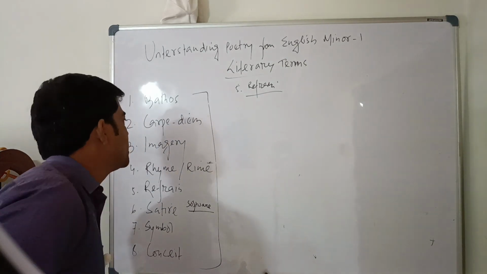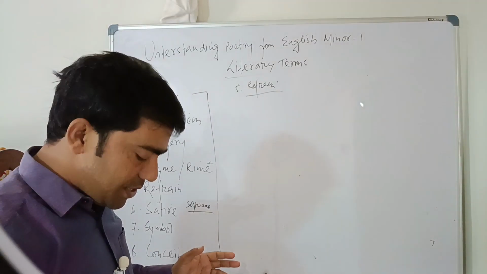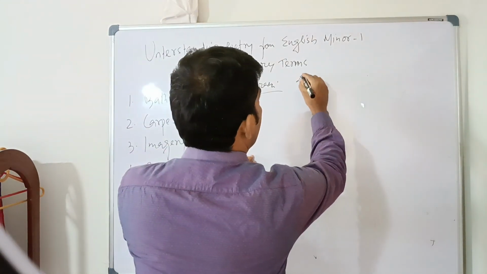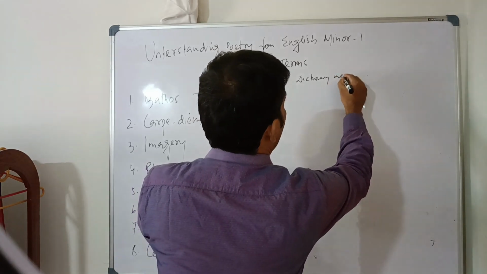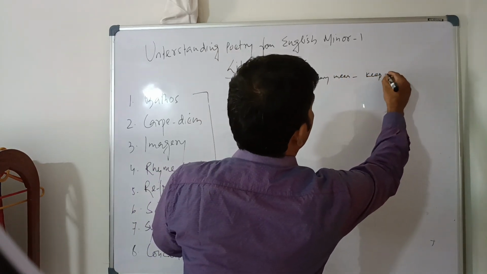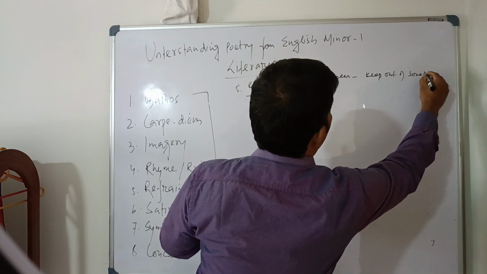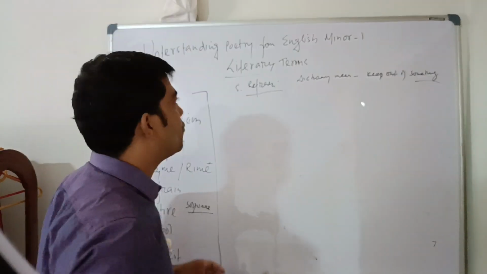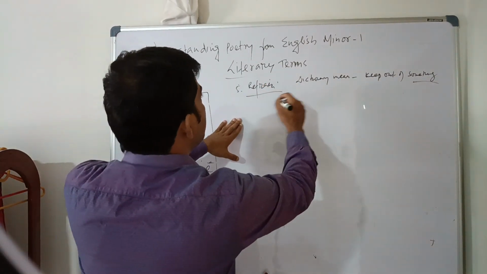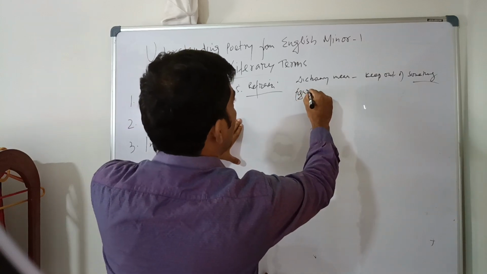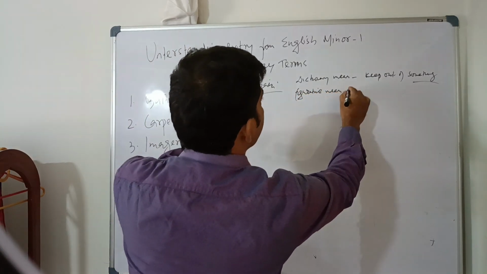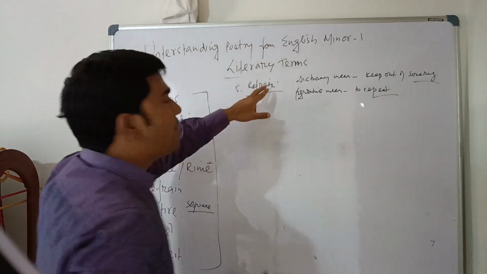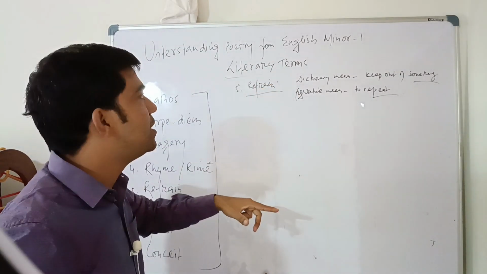What is refrain? Refrain is a term, in dictionary, it means to keep out of something. You should refrain from smoking. This is refrain from hard work. But in literal, in figurative expression, figurative means it is to repeat. Refrain is derived from the French term refrander.